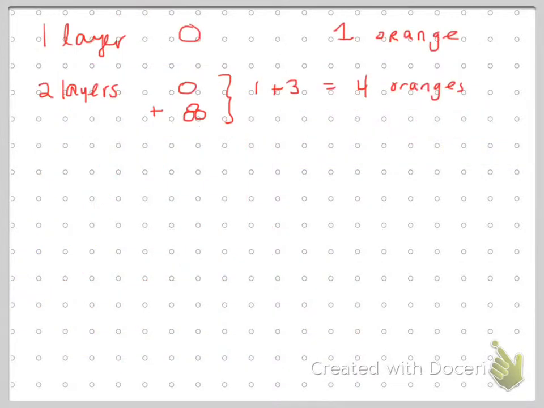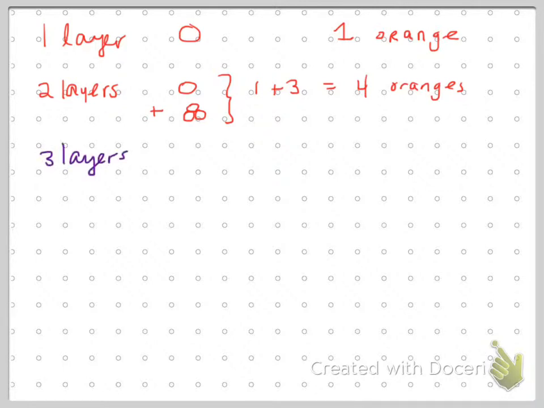And with the oranges problem, with one layer, we have one orange. Once we have two layers of oranges, we're going to have one layer at the top, and we're going to underlay 3 oranges underneath that, so we'll have 1 plus 3 oranges, or a total of 4 oranges. Now let's go to 3 layers, and we've discussed this already.